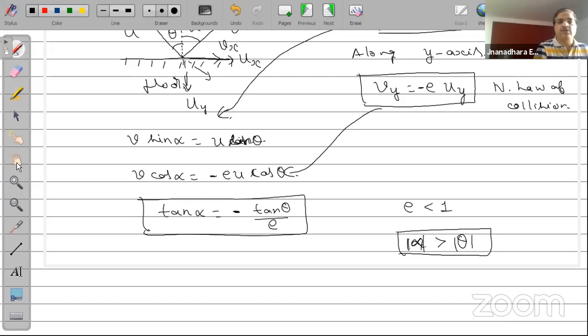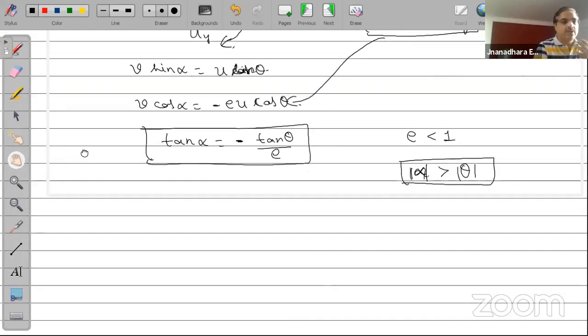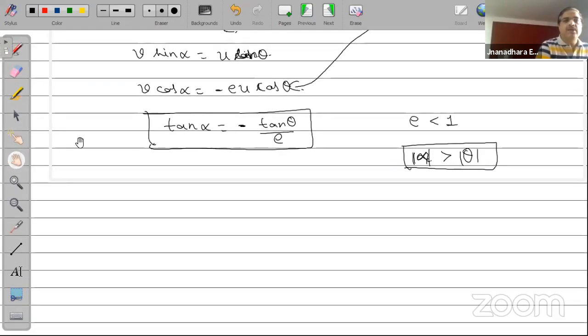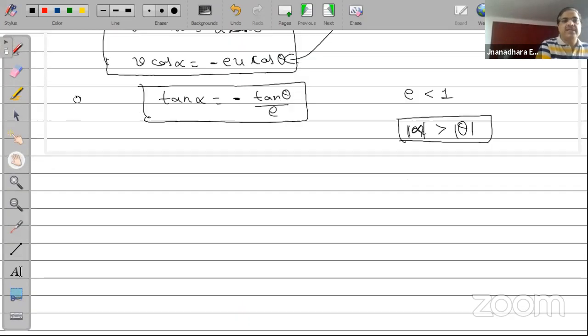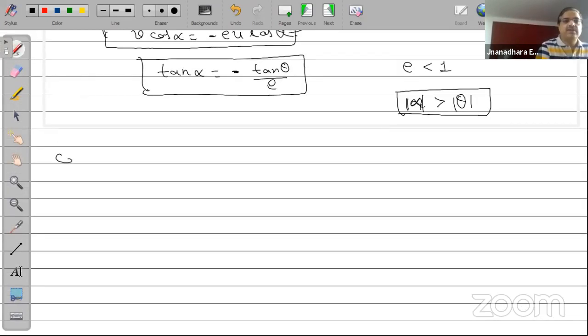I hope that point also is clear to all of you. Okay. These equations are going to be very, very important. Now let's take up some interesting cases of this.